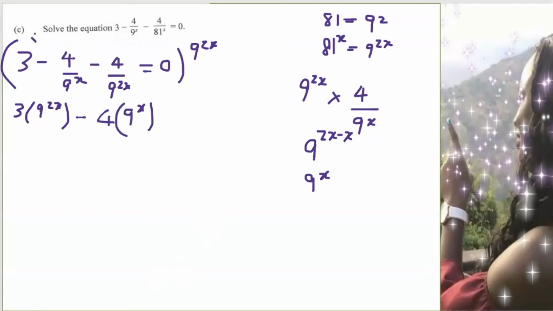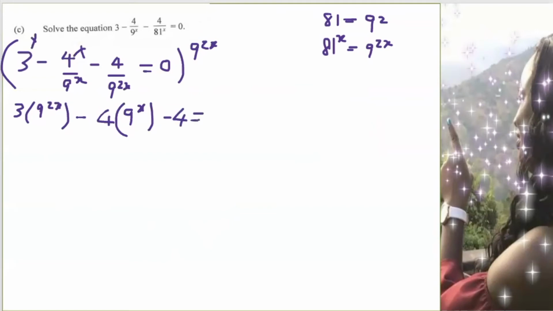Now I'll also multiply the third term. So I multiplied the first and the second, and now it's the third term that I'll multiply by 9 to the 2x. So multiplying it, it will cancel. So I will be left with just minus 4 equals 0.